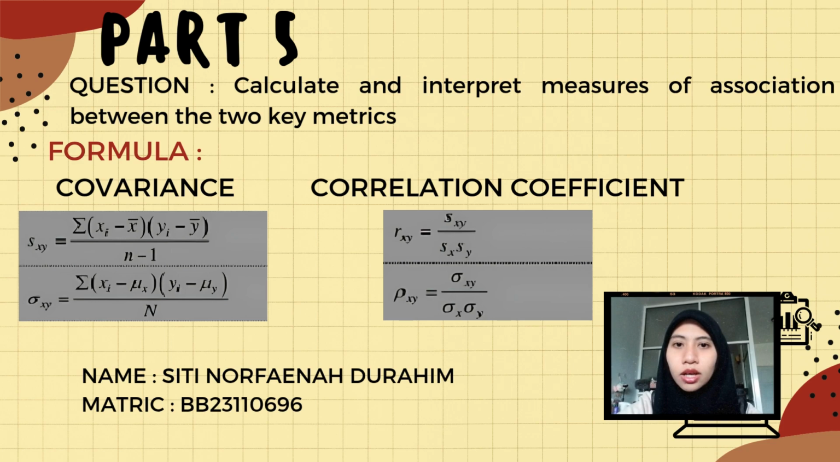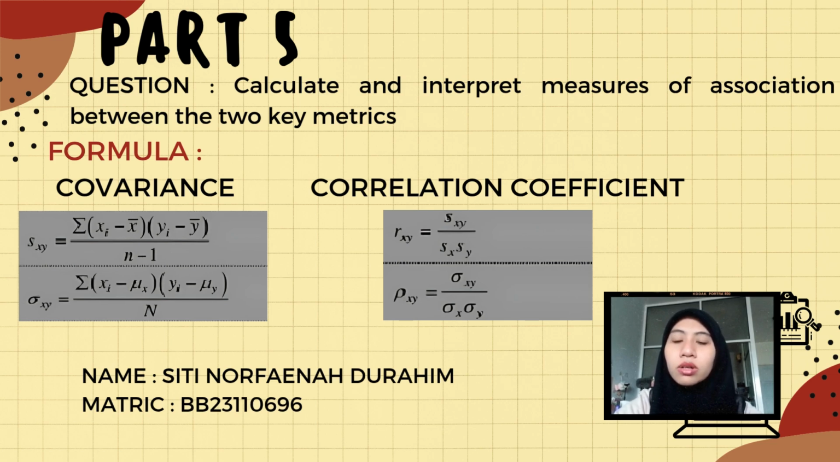In this section, we want to calculate and understand the relationship between two key metrics, which are customer satisfaction score and customer retention rates. Our goal was to find out whether there's a strong connection between how satisfied customers are and how likely they are to stay loyal to a business. To analyze, I used this formula to tell us both the strength and the direction of the relationship between two variables. The formulas are covariance and correlation coefficient.